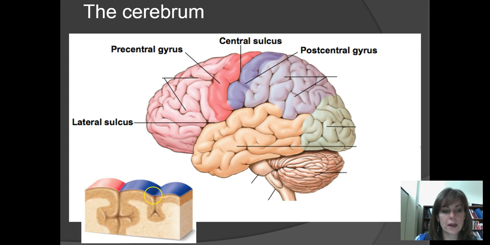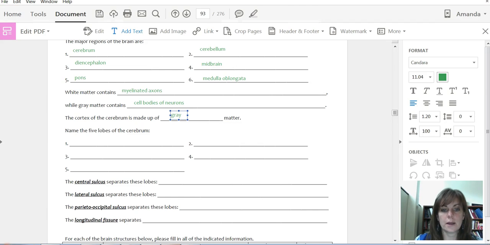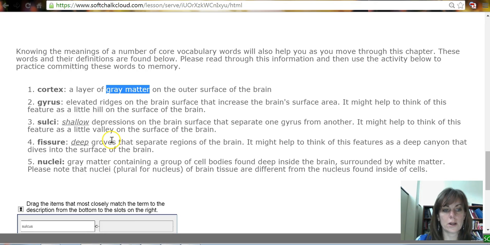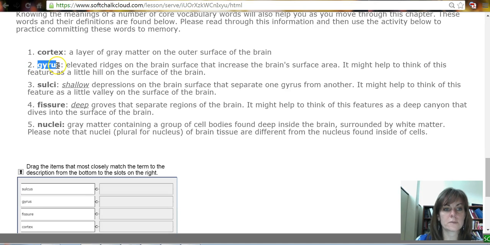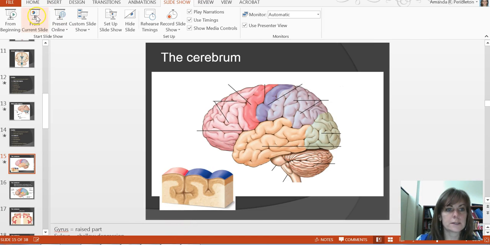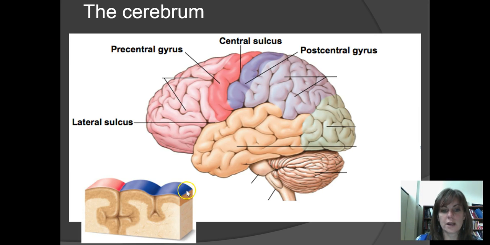Now we also have a few other terms. If we look here on your homework, we're talking about these terms gyrus, sulci, and fissure. You need to know these terms. If we look on our PowerPoint slide, we can see that a gyrus is essentially a bump on the surface of the brain. A sulcus is a shallow groove. And then a fissure is going to be a deep groove.